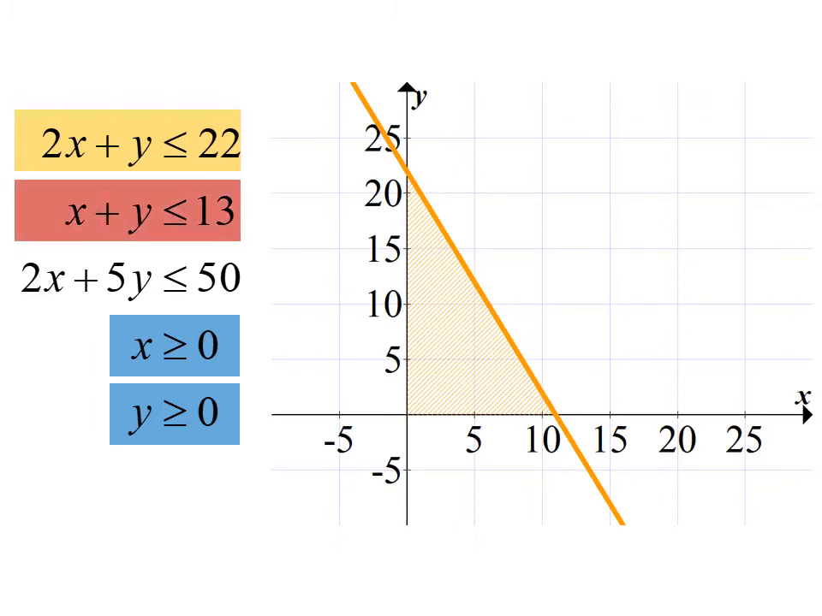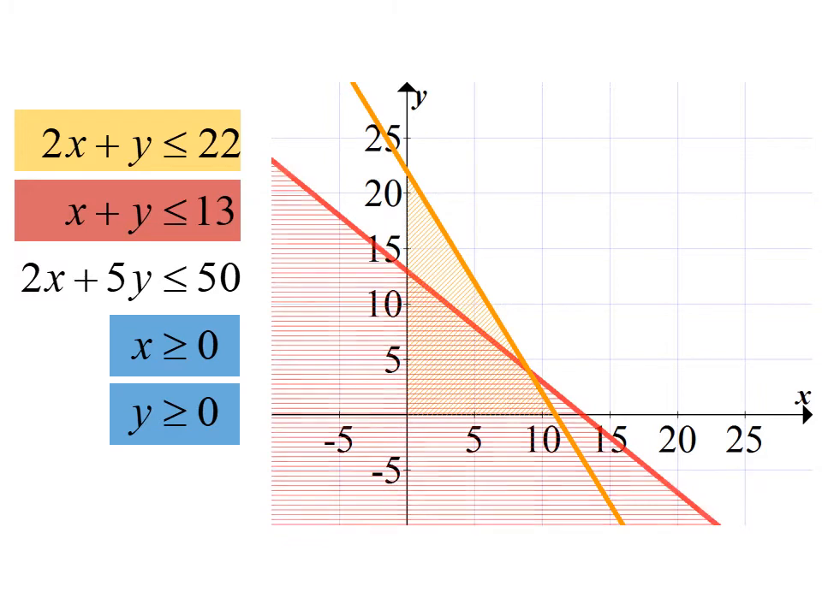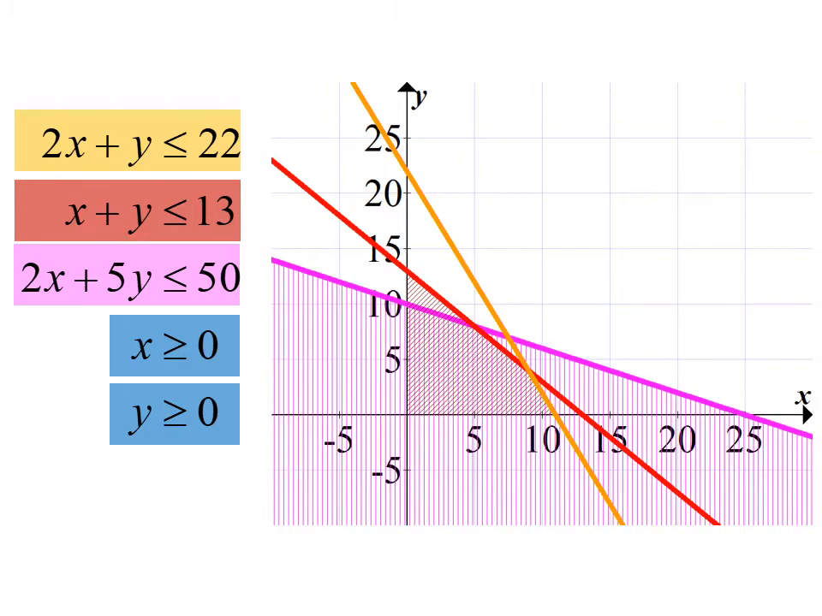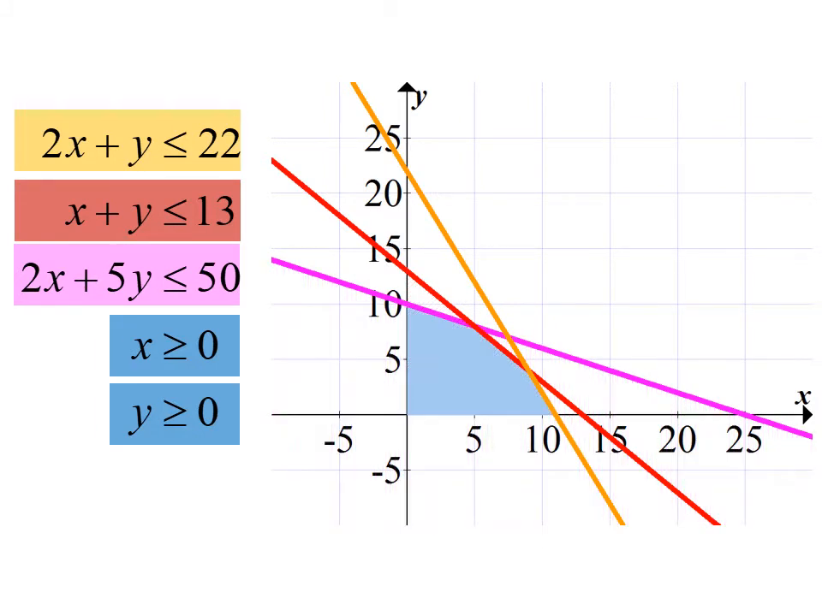The second one, red, here's the line. We're shading below the line and above the x-axis and to the right of the y-axis. Here's the last one in pink. Here's the line. And again, the part where it overlaps is our region. That's a bounded region.